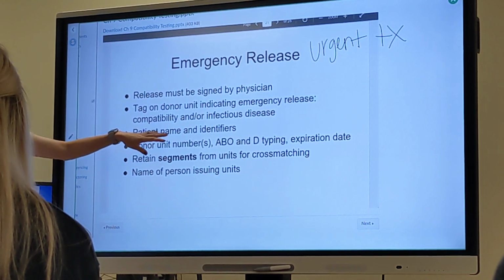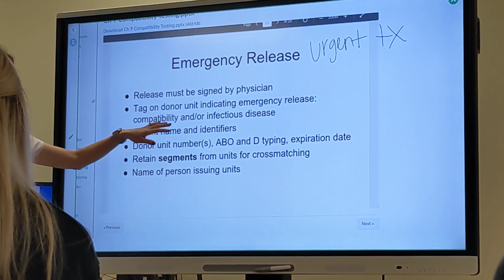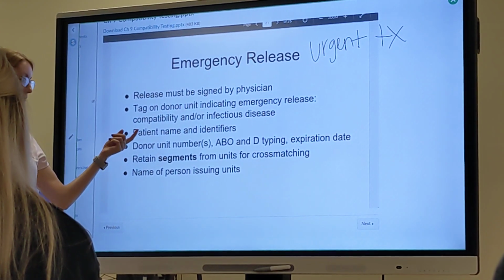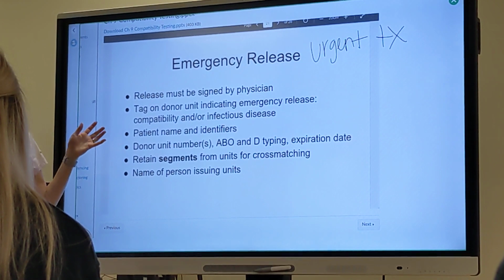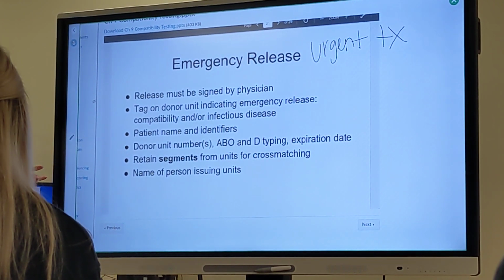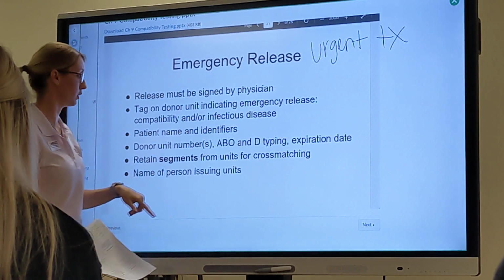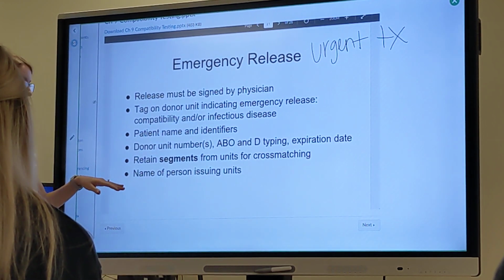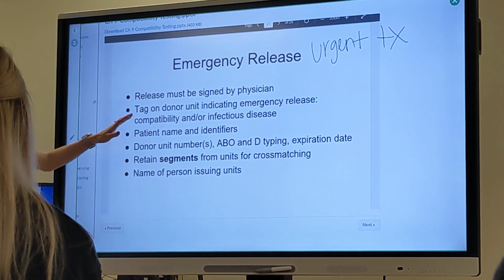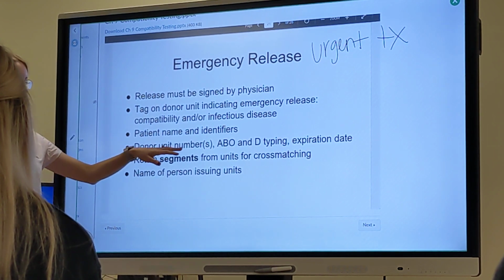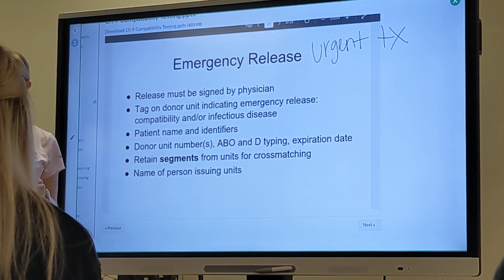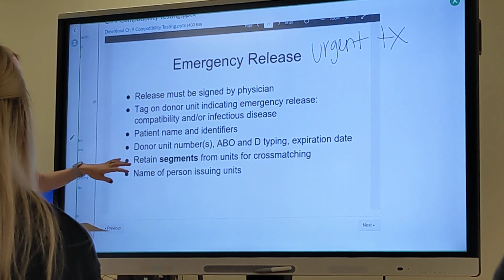The paper has the patient's name and the identifiers on it, so you'll tag the units. It'll say emergency release, whether it was partial cross match or no cross match, usually it's no cross match. It'll have the donor unit numbers, and so you don't have to write all that down. The donor unit has stickers on the back. You just pull a sticker off and stick it on there.